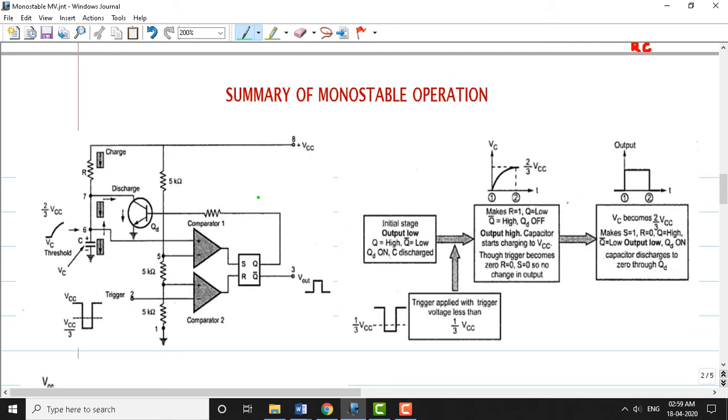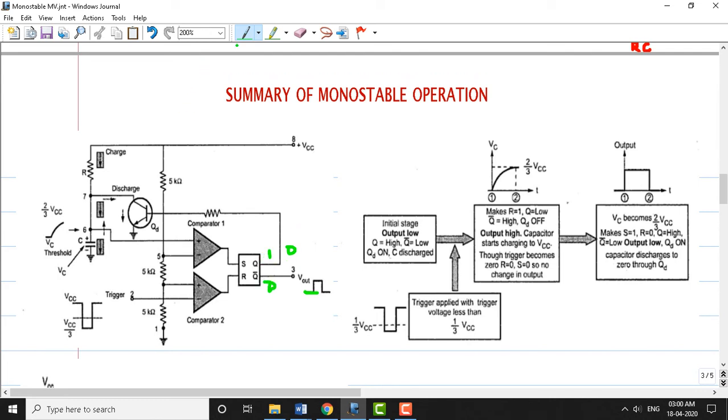So here again we have taken the same circuit once again. Let us see step number 1. In the initial stage, we assumed that the output is low. So this is the output here, and the output is low. So Q is high and Q bar becomes low. So we started with this low here. Output is low, Q becomes 1 here.